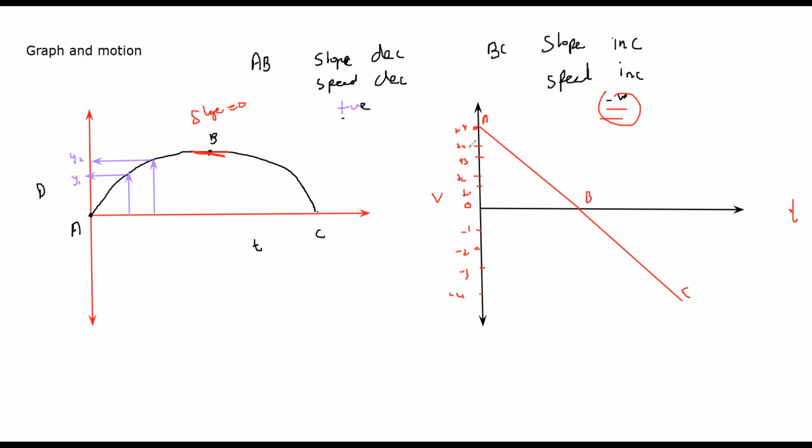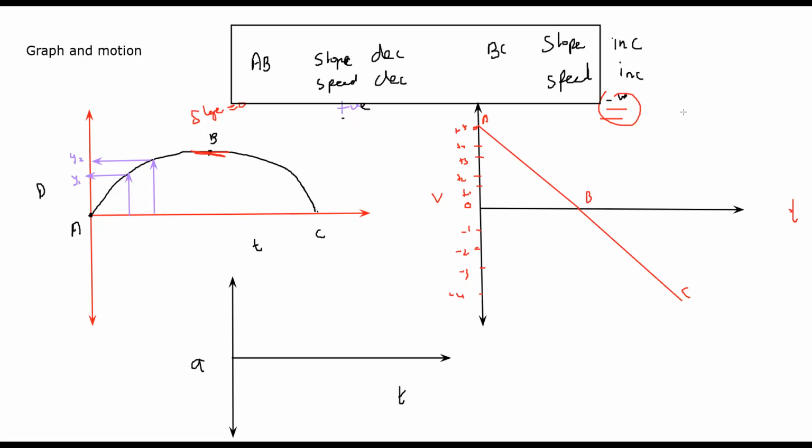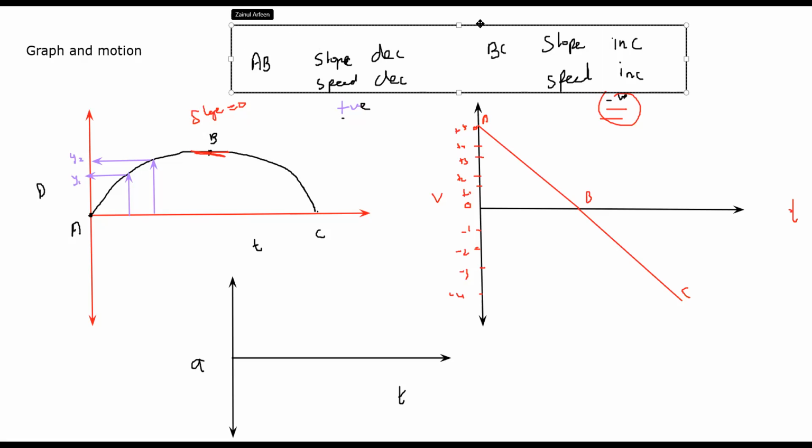Now, from the velocity time graph, we have to sketch a speed time graph and an acceleration time graph. For the velocity time graph, the slope represents acceleration. So this whole part was for this graph.